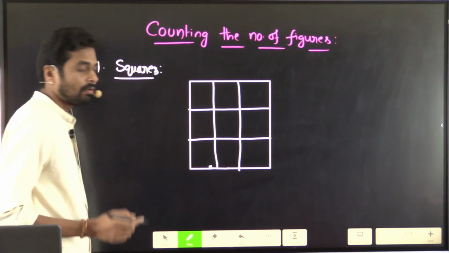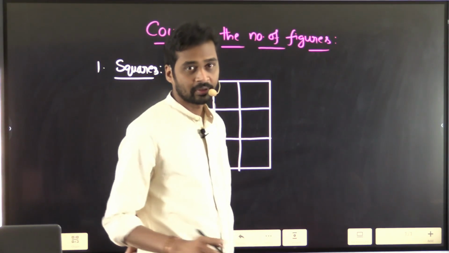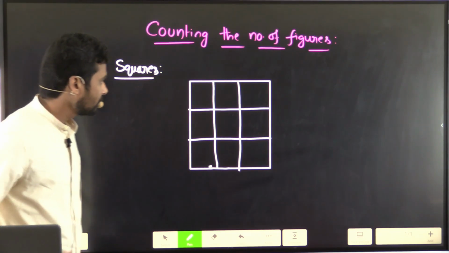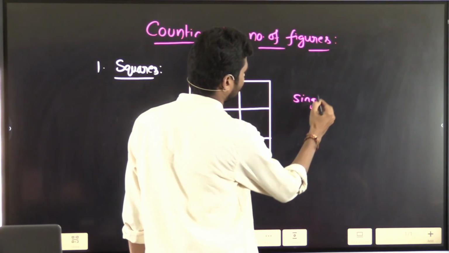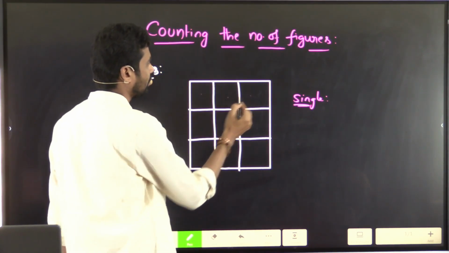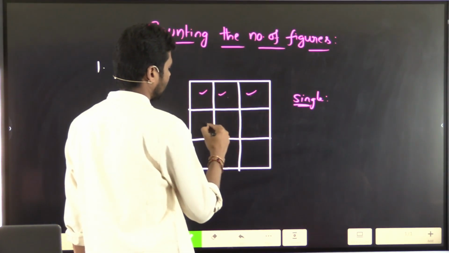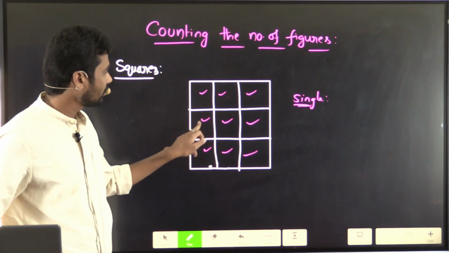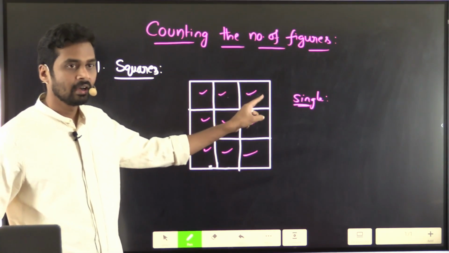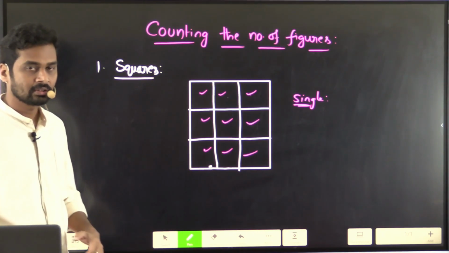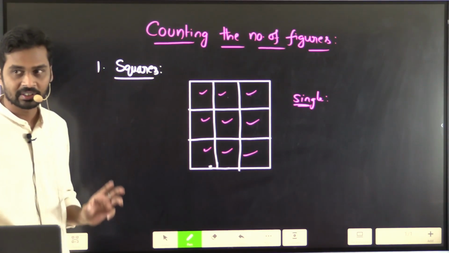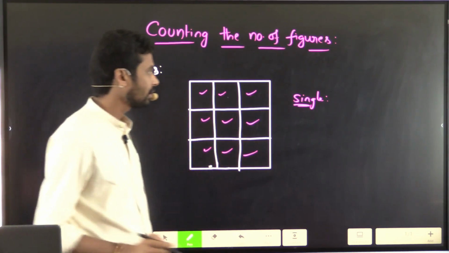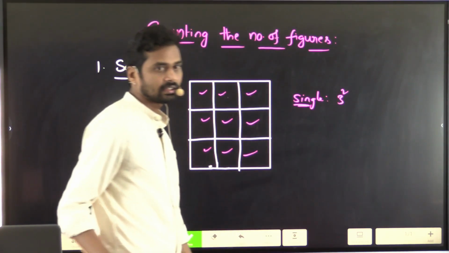Probably you remember that we have already done this kind of problems in the very beginning classes. How do you find out the number of squares? First you take the single squares. How many single squares do we have? If you count them one by one, 1, 2, 3, 4, 5, 6, 7, 8, 9. We have 3 horizontal squares and 3 vertical squares, so 3 into 3, which is nothing but 3 square.